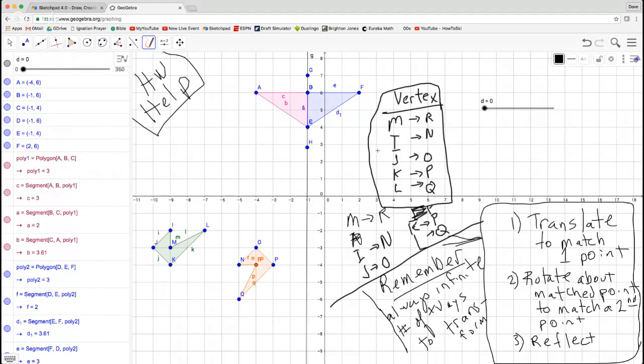So let's just follow this again. M, I, J, K, L, K, L being the long side. And we go R, N, O, P, Q, P, Q being the long side.